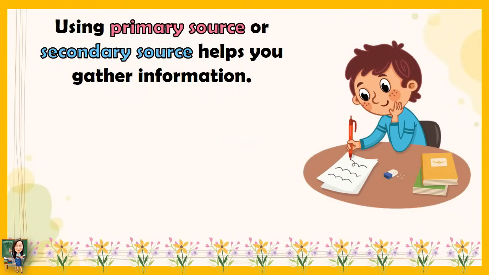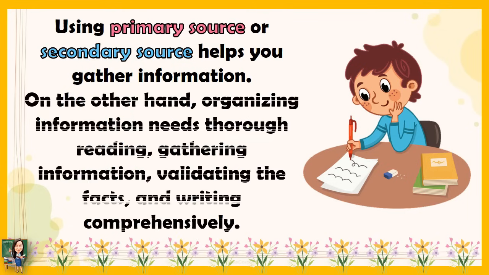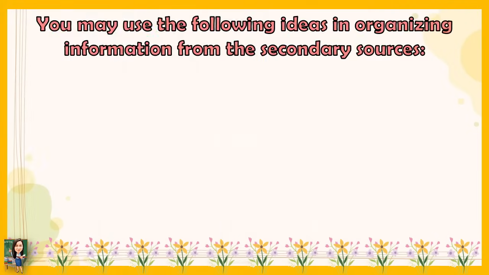Using a primary source or secondary source helps you gather information. On the other hand, organizing information needs thorough reading, gathering information, validating the facts, and writing comprehensively. You may use the following ideas in organizing information from secondary sources.